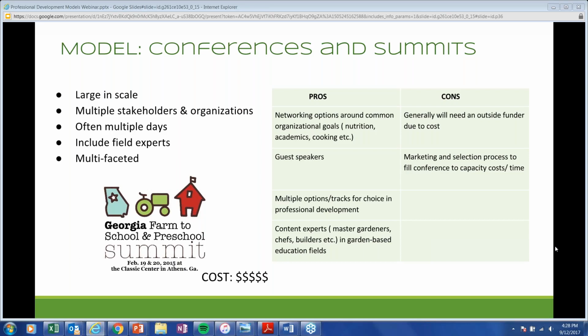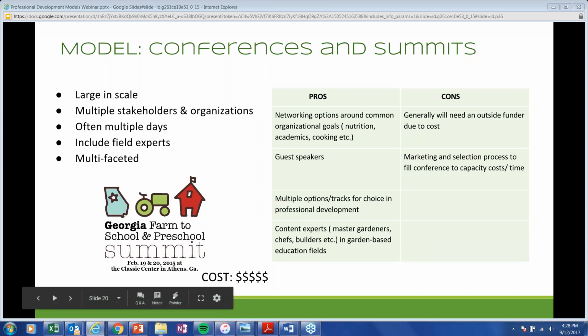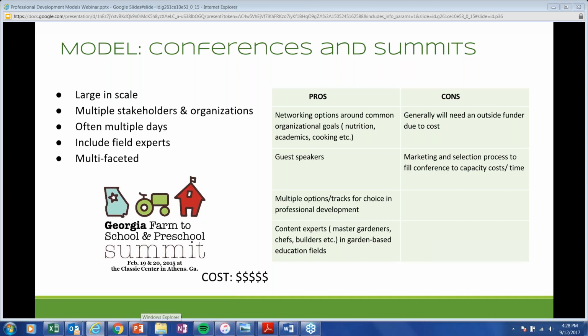To smaller ones like the Georgia Farm to School and Preschool Summit. I want to go to that one. It was in 2015. Hopefully it's coming back. These conferences and summits are larger in scale. They involve multiple stakeholders, multiple days, field experts, multifaceted. They take a lot of planning. One of the pros is that you have all these people in one space. It's a brain dump of people where a lot of organizations can get a lot of information about the specific topic that you're focusing on.